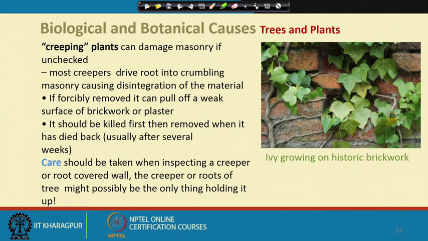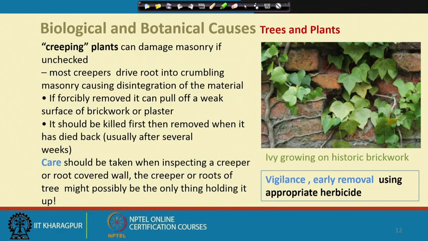Sometimes it happens that a creeper has grown over, and when we cut it, the entire building or the wall crumbles, because it does not have that mortar joint. The creeper has actually grown inside and it is holding the structure, the wall or whatever we are talking about. So, if we just remove the creeper without understanding that, it may so happen the entire structure collapses. So, one has to be very careful about what has to be done during this time.